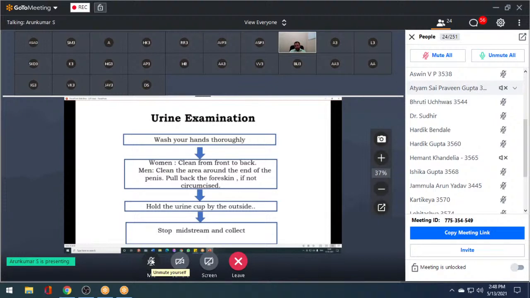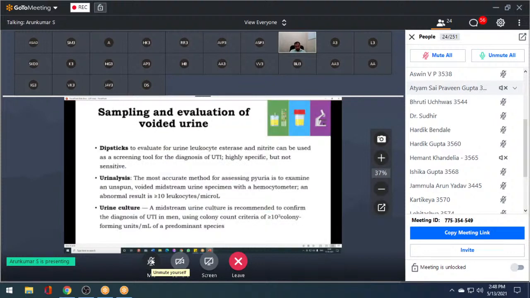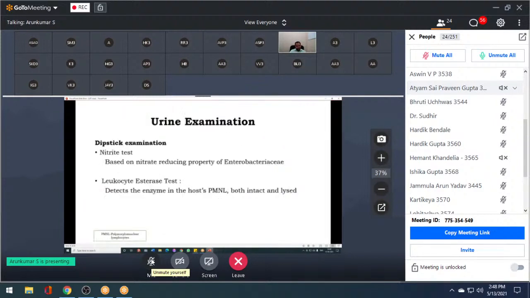Especially a midstream urine has to be collected. A proper urinary collection is very important for us to ensure the yield is good and we are able to diagnose a UTI properly. So that should always be ensured. So we have multiple methods. We can either use a dipstick to diagnose, we can diagnose using urinary microscopy, urine analysis, or by culture.